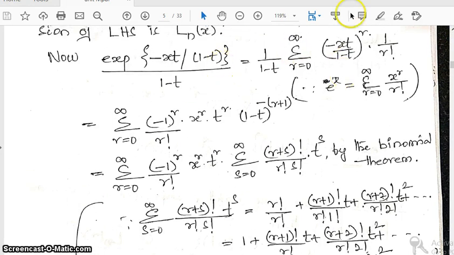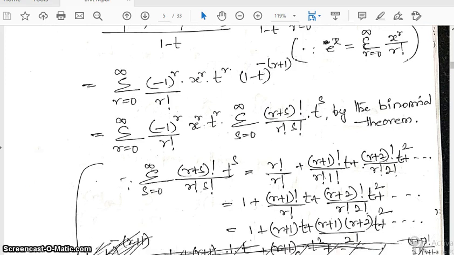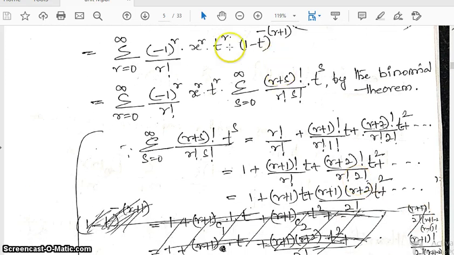Now this can be written as the summation of minus 1 whole to the power of r into x to the power of r into t to the power of r by r factorial, into 1 minus t whole to the power of r into 1 minus t, that is 1 minus t whole to the power of r plus 1. Then we bring that 1 minus t whole to the power of r plus 1 to the numerator, and you will get 1 minus t whole to the power of minus of r plus 1. So that equals the summation of minus 1 whole to the power of r into x to the power of r into t to the power of r by r factorial into this 1 minus t whole to the power of minus r plus 1, which can be written by the binomial theorem.